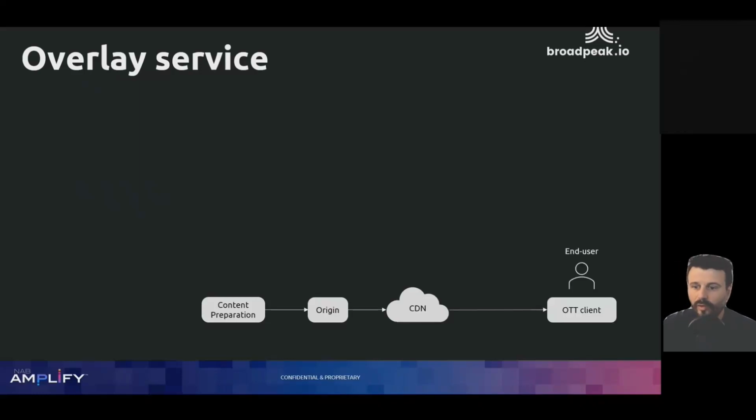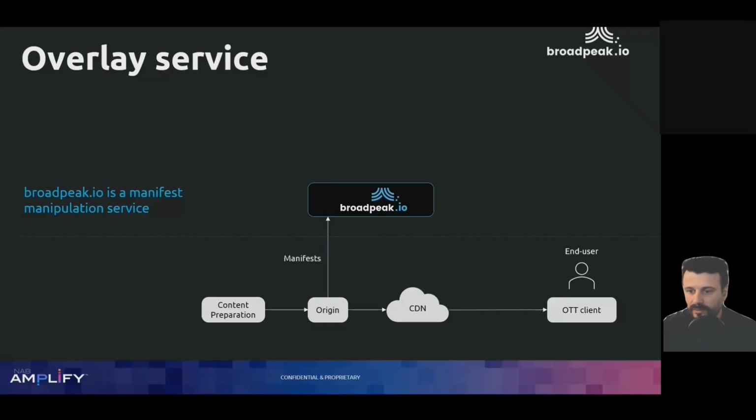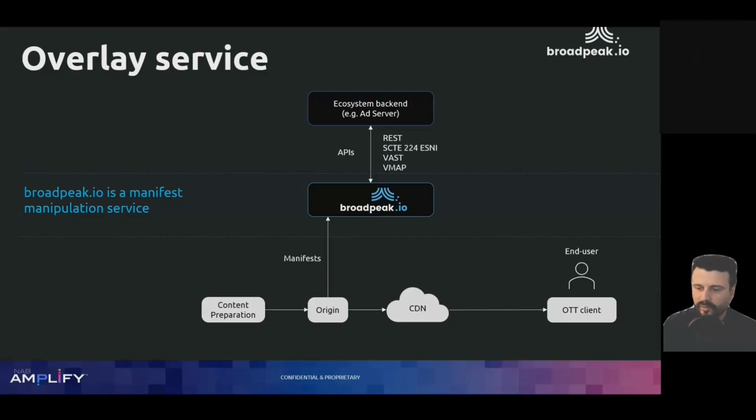Okay, here comes Broadpeak.io. Broadpeak.io is going to handle the manifest of the video content, not the video itself, just the manifest, which makes the solution super easy to integrate. And what we do is manipulate the manifest based on criteria, which are going to be fully triggered by API. We use different kinds of API. Sometimes we use CT224. Sometimes we use VAS when we do a targeted ad, for instance. Or sometimes we also use just public REST API.